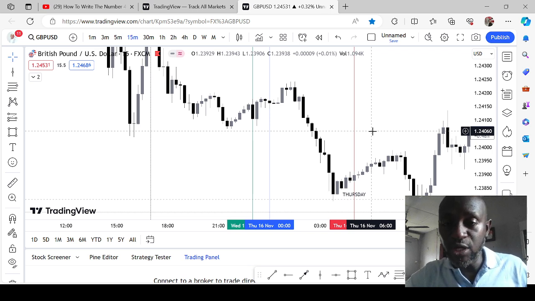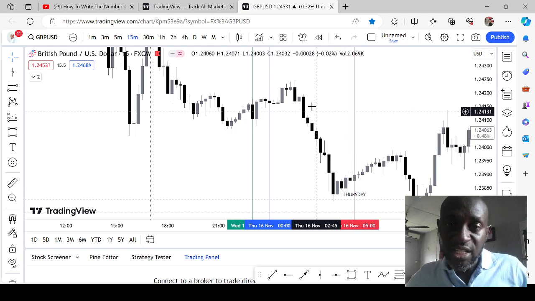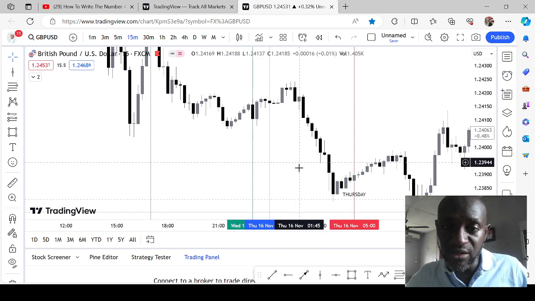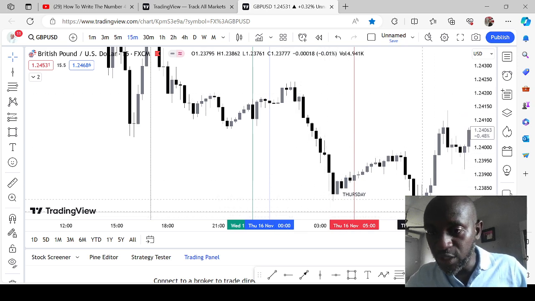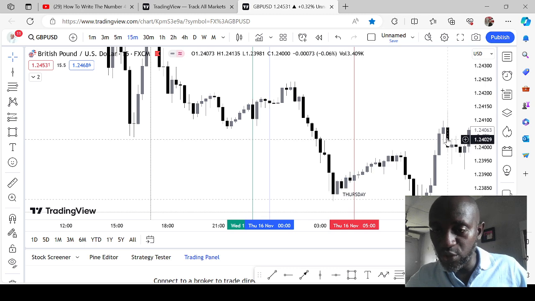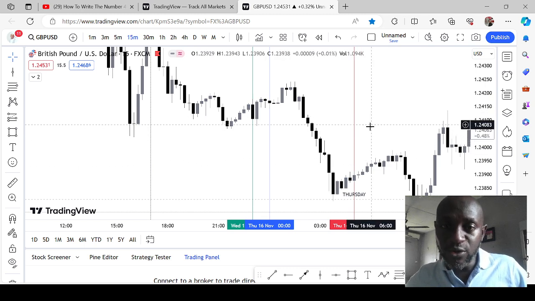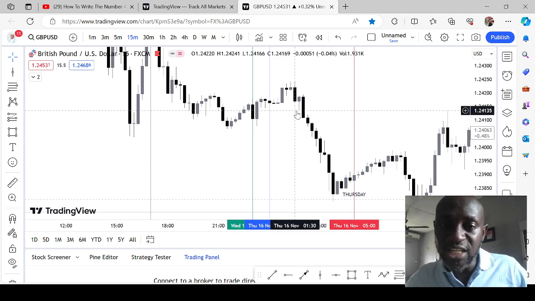I'll just give an idea of what an order block is. An order block is the last up candle before the down move, or the last down candle before the up move. Now this is an order block. You can see the candle went up and it came down. This is also an order block here. The candle went down and before it goes up, that's an order block.